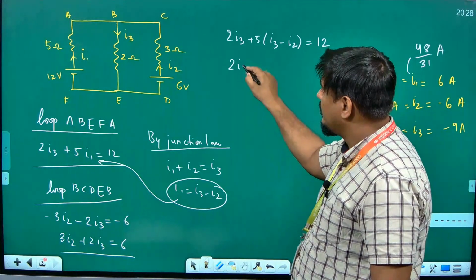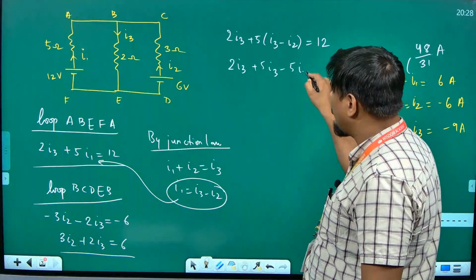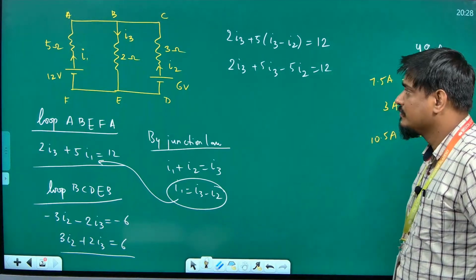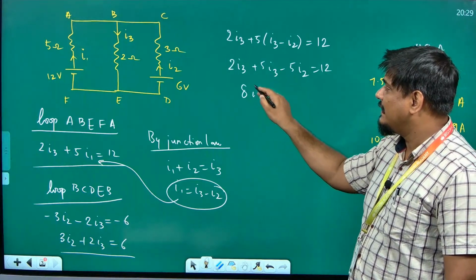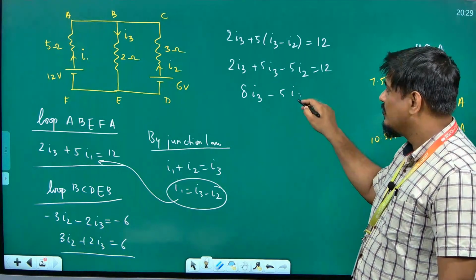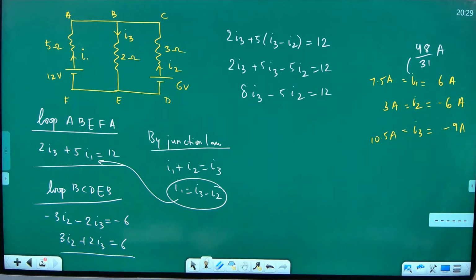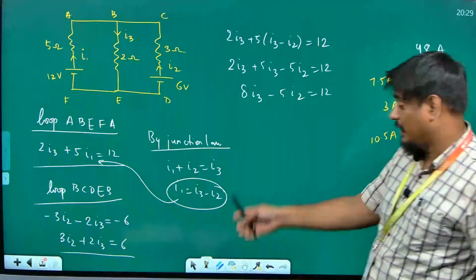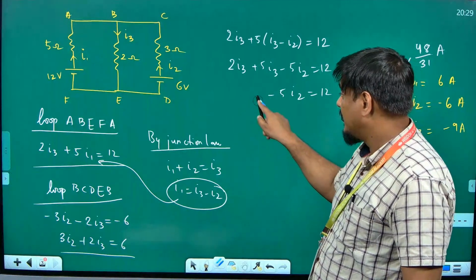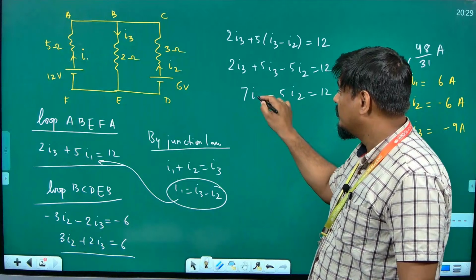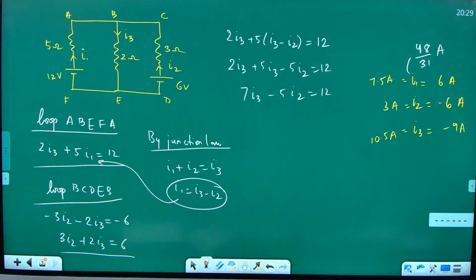So 2I3 plus 5I3 minus 5I2 is equal to 12. So it's going to be 8I3 minus 5I2 is equal to 12. If anything is going wrong, ask me. 7I3? Okay, that you are saying. 7 only. Sorry. Yeah, this kind of one small mistake can make everything a blunder. 7I3 minus 5I2 is equal to 12, isn't it? I hope it is correct now.